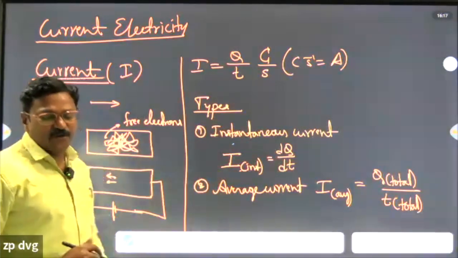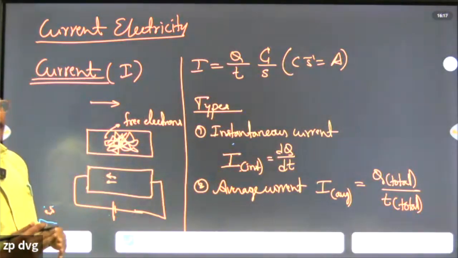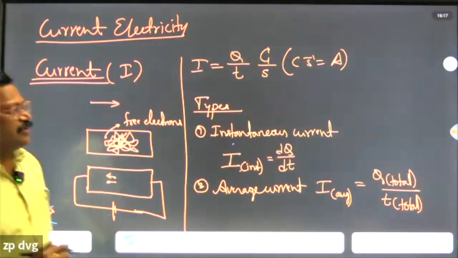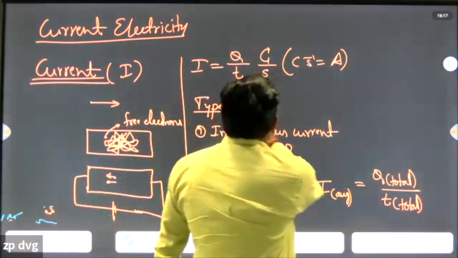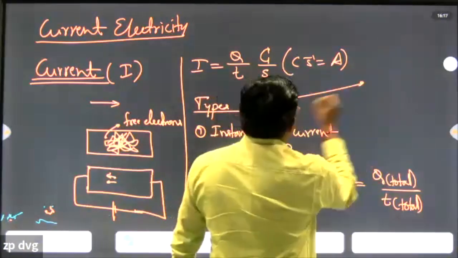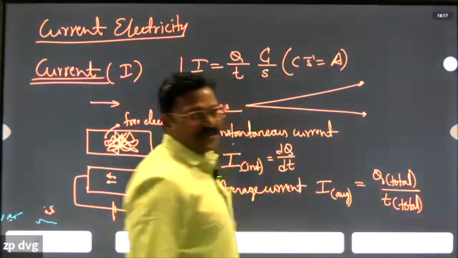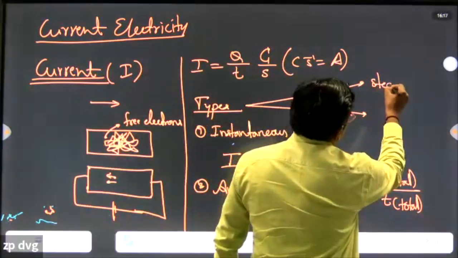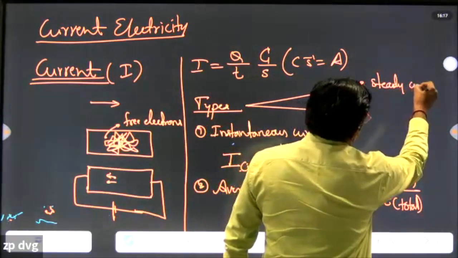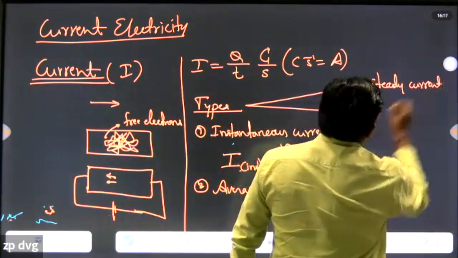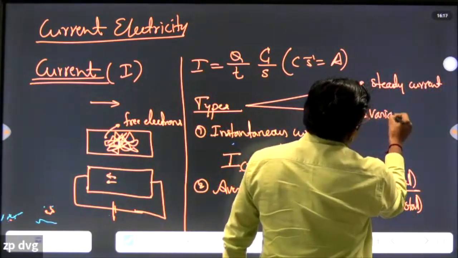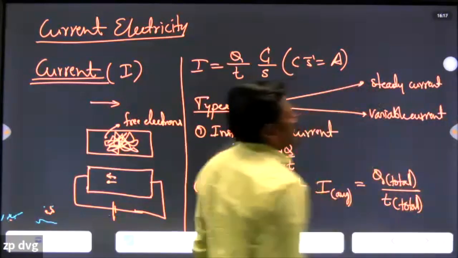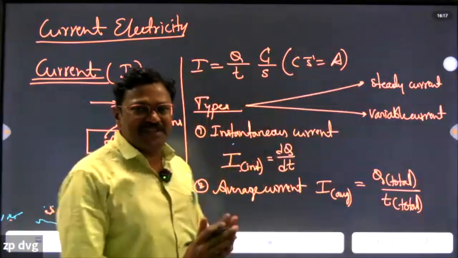Okay, so let's take how we describe current based on whether its magnitude is remaining constant or not. Based on magnitude, current can be either steady current or variable current. Steady current and variable current. What is meant by steady current?